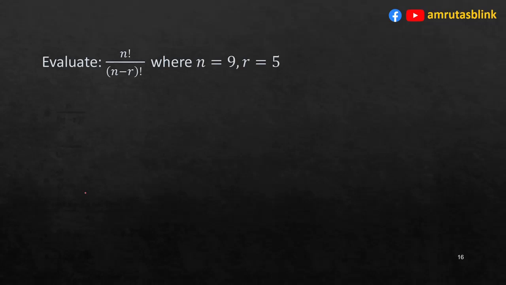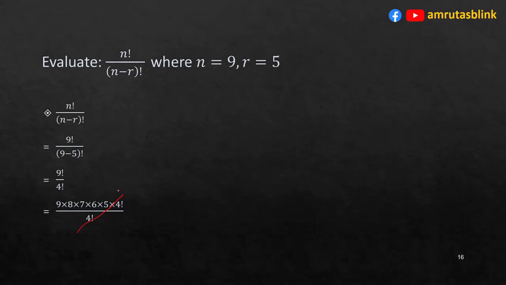Now the same problem, we just need to find out the value for n is equal to 9 and r is equal to 5. So n factorial upon n minus r factorial, we will put the values: 9 factorial upon 9 minus 5 factorial, that is 9 factorial upon 4 factorial. So 9 into 8 into 7 into 6 into 5 into 4 factorial upon 4 factorial. So 4 factorial will cancel each other, and we are just left with 9 into 8 into 7 into 6 into 5, which is nothing but 15,120.